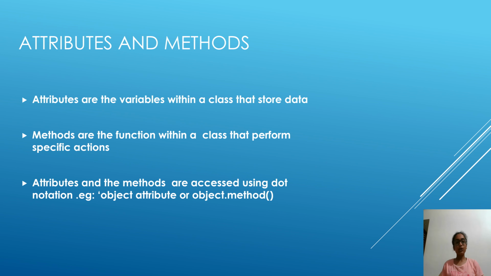Now let's have a look into attributes and methods. Attributes are the variables within a class that store data. Methods are the functions within a class that perform specific actions. Attributes and methods are accessed using dot notation. Example: object.attribute or object.method.